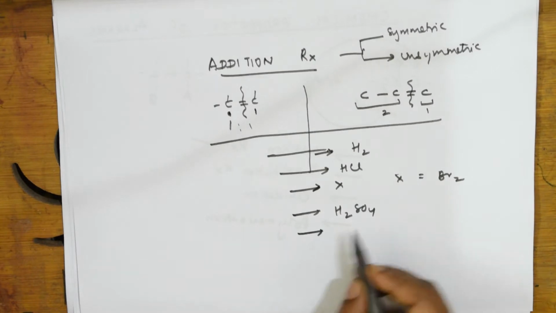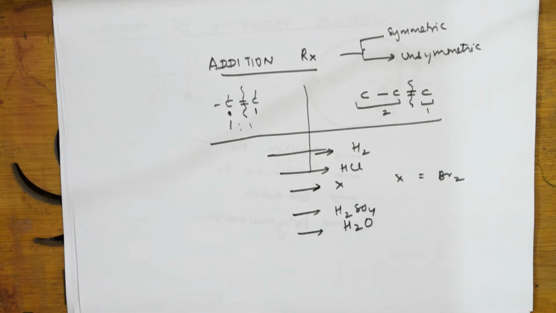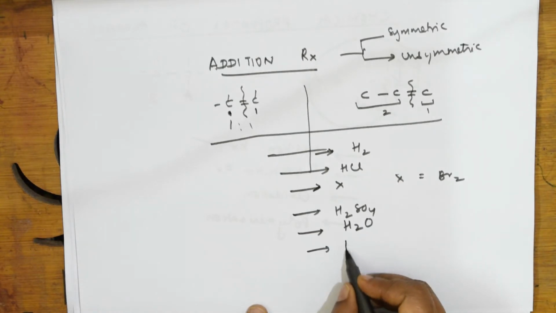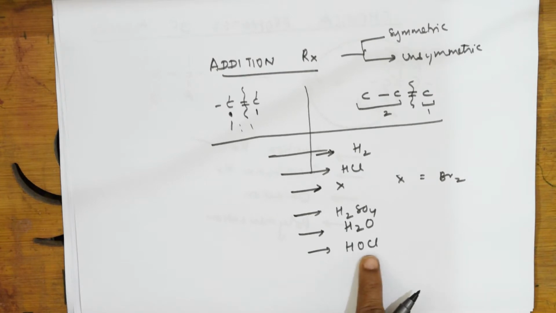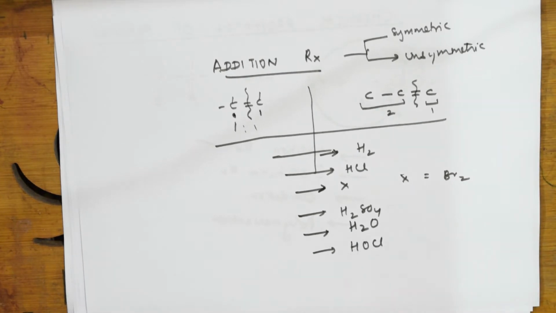We'll also be learning how to add water to this, like addition of water. We will also see how alcohols are formed. The procedure is the same as I showed you earlier. Then I'll be showing you how to add HOCl to this. What is HOCl? It is called hypochlorous acid. Hypochlorous acid, right, students?